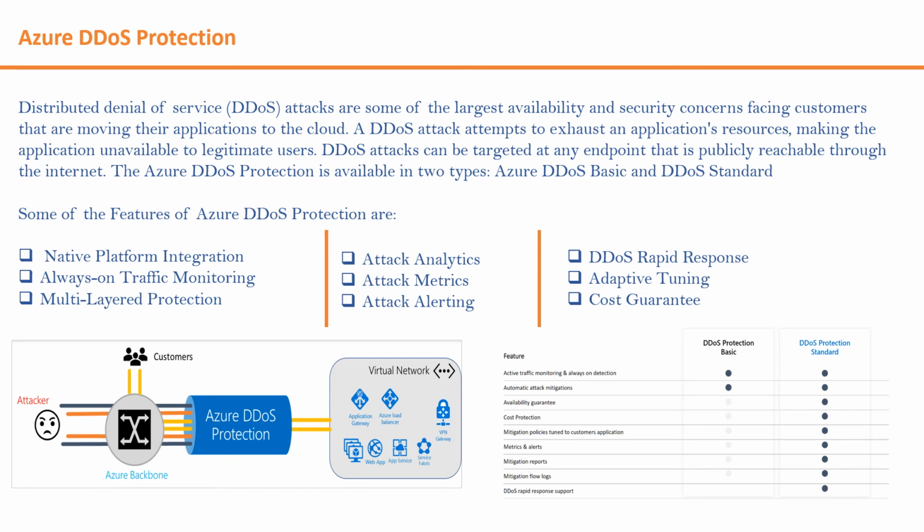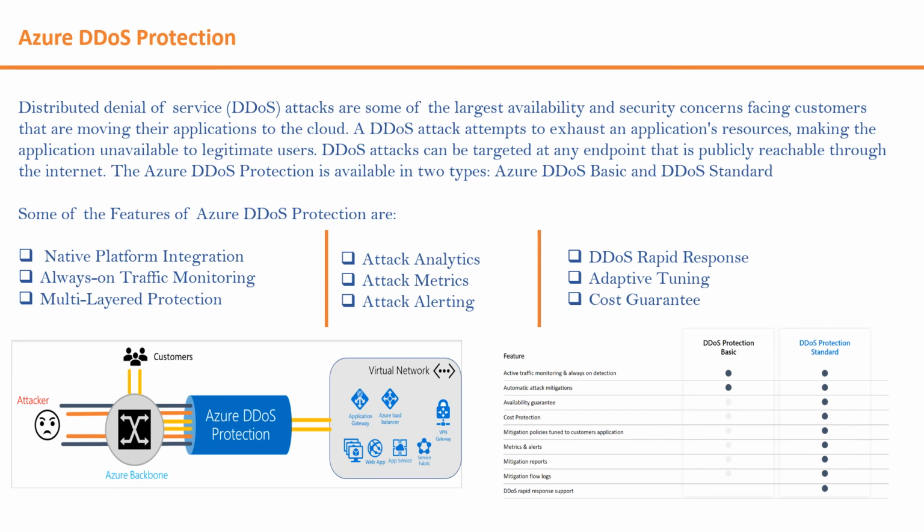Attack analytics. Get detailed reports in 5-minute increments during an attack, and a complete summary after the attack ends. Stream mitigation flow logs to Azure Sentinel or an online or offline security information and event management system for near real-time monitoring during an attack. Attack metrics. Summarized metrics from each attack are accessible through Azure Monitor.